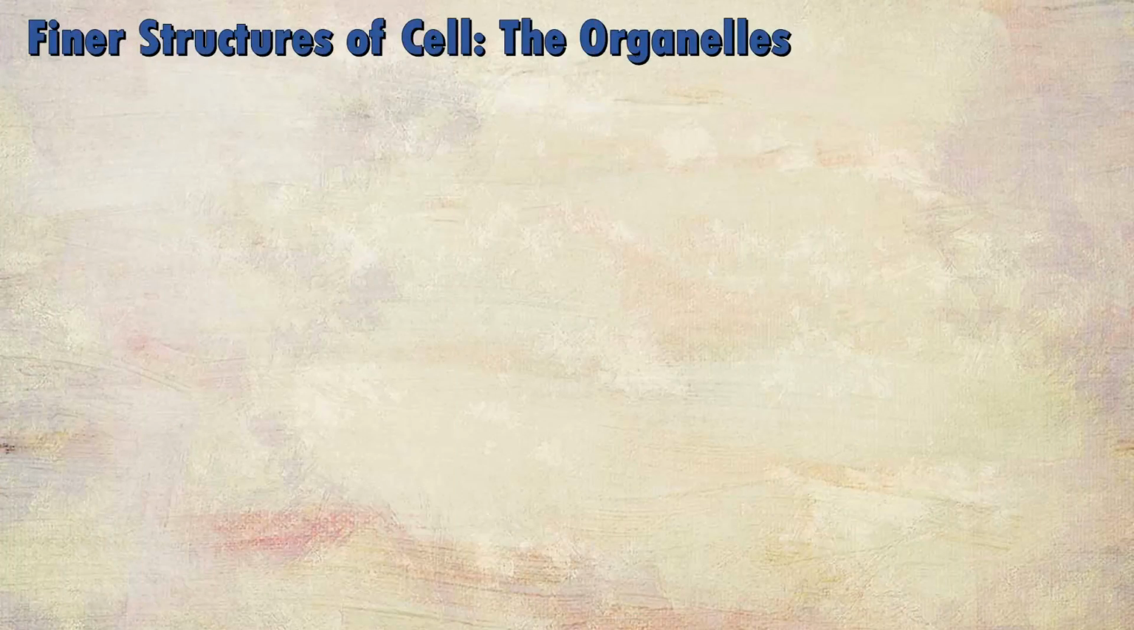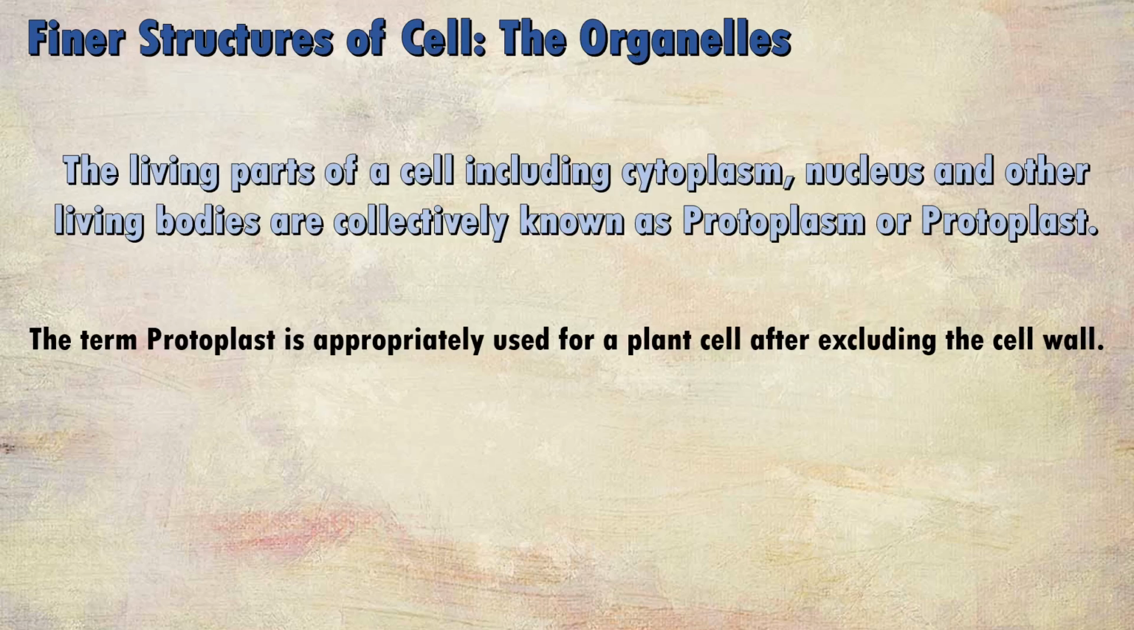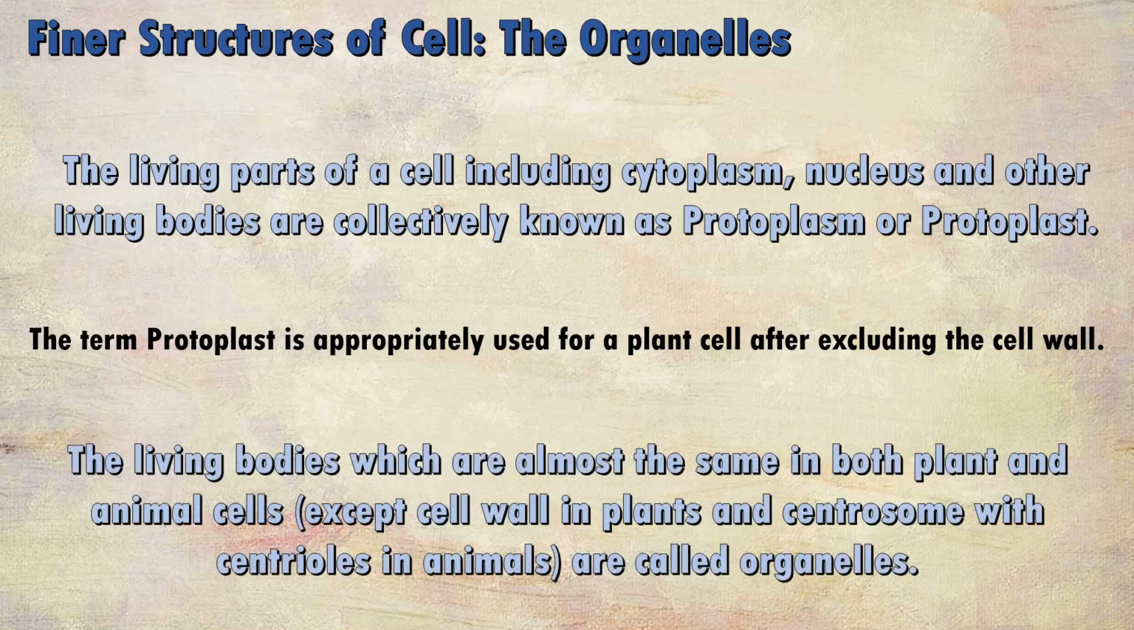Okay, let's proceed. The living parts of a cell, including cytoplasm, nucleus, and other living bodies, are collectively known as protoplasm or protoplast. The term protoplast is appropriately used for a plant cell after excluding the cell wall. The living bodies, which are almost the same in both plant and animal cells, except cell wall in plants and centrosome with centrioles in animals, are called organelles.